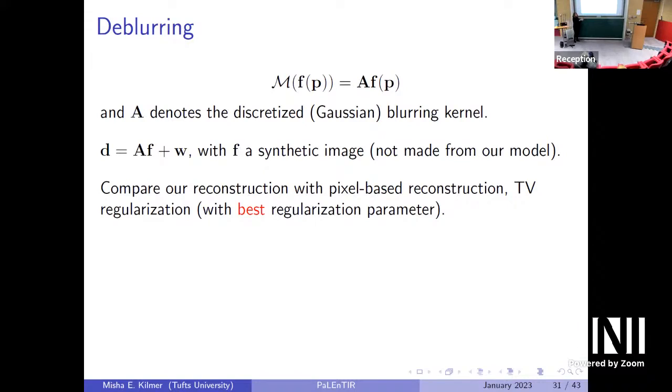I threw thousands of choices of lambda into this routine and picked the reconstruction with total variation that had the best value out of 1,000 choices of lambda, and that's what we're comparing to. Keep in mind that we don't need to choose any regularization parameter.